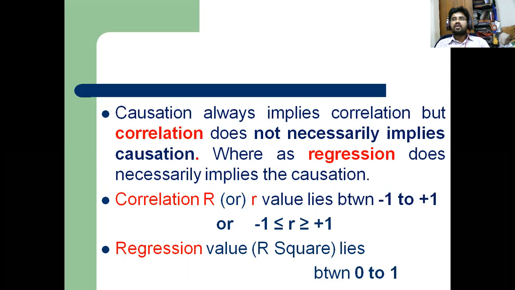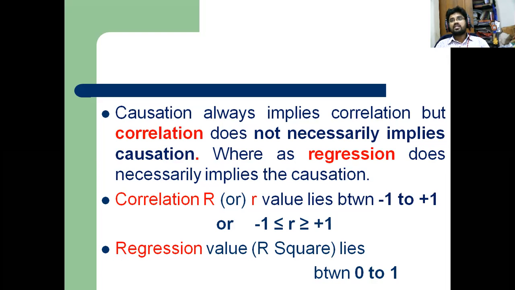For example, take the percent of attendance and your marks. When attendance increases, generally you are going to get more marks. There is a causation, so the causation implies the correlation. When there is a causation, automatically there should be some relation, whether it is positive or negative, don't bother about that. But there is some relationship between the variables.